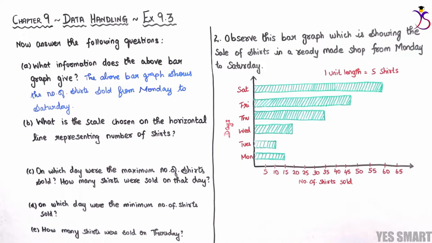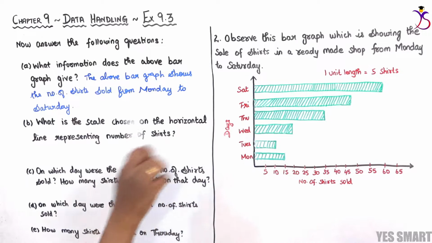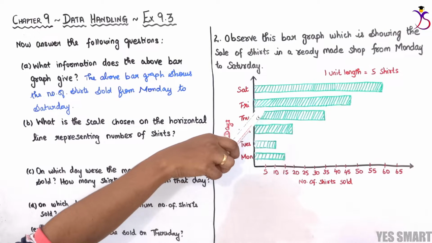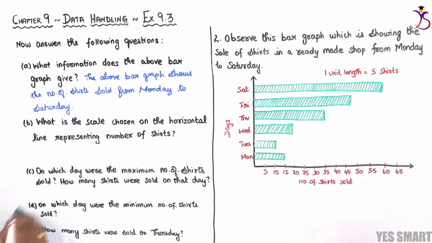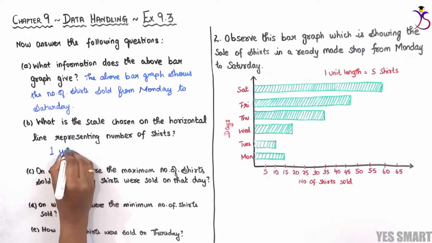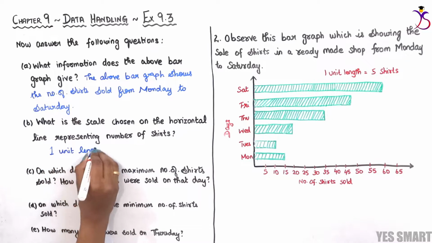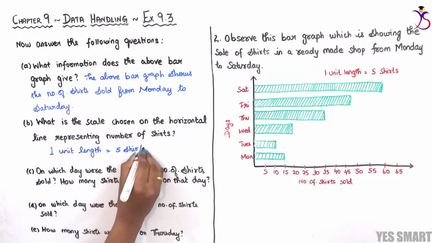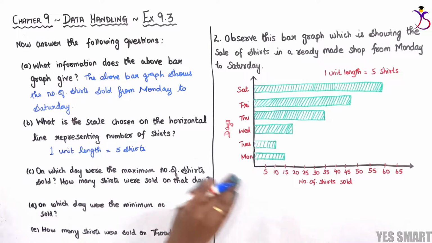B sum, what is the scale chosen on the horizontal line representing the number of shirts? The horizontal line over here, they are asking the scale chosen. It is already given that 1 unit length equals 5 shirts. That is, any 1 unit length represents 5 shirts. So the scale is 1 unit length equals 5 shirts. On seeing the graph itself, we can say 5, 10, 15, 20, and it goes on, right? So every unit represents 5 shirts.